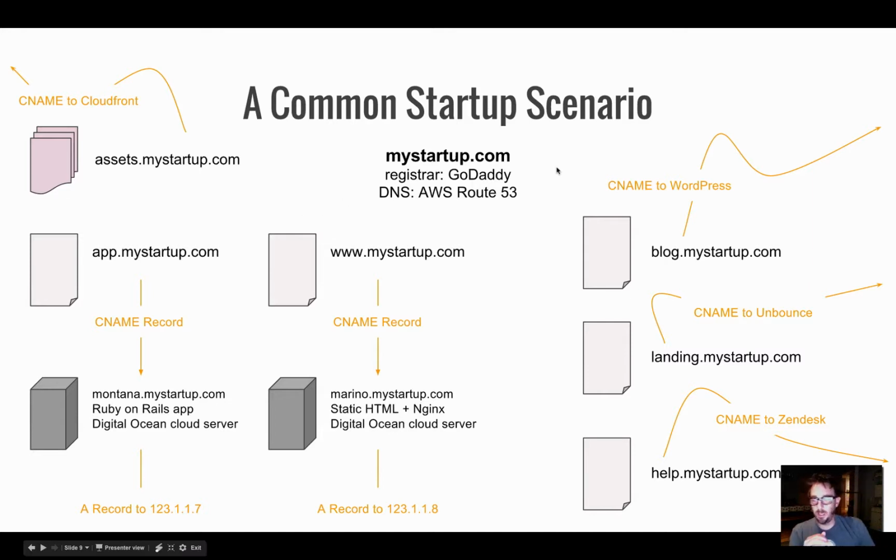We've got all this support and marketing stuff. I've got a blog, you can see, with another CNAME pointing to WordPress. I've got landing pages for all the ads I'm running, pointing to Unbounce, which is a landing page service. And I've set up Zendesk for all my customer support tickets, and I want that to look nice. I don't want it on a Zendesk domain, so I'm going to set up a help.mystartup.com subdomain there.